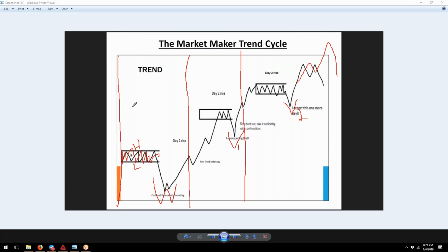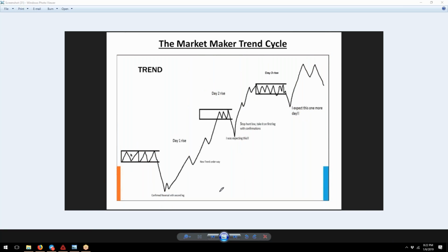But again, in the perfect trading day, it'll be like this. W, day one, level one rise. Day two, level two rise. And then day three, you get your third level rise. And what happens? It reverses when you can confirm 3 levels. Okay?